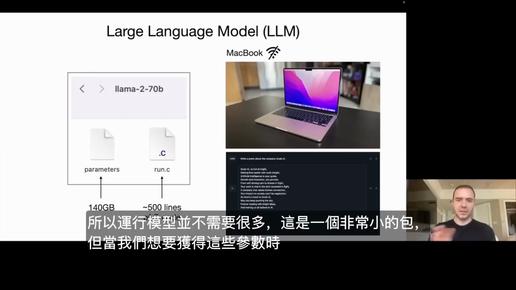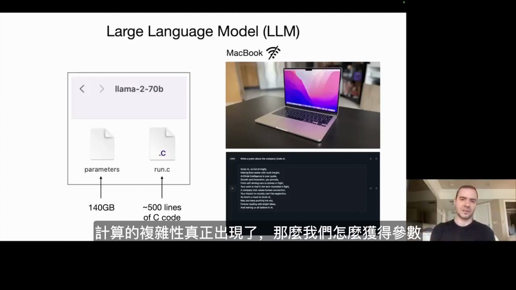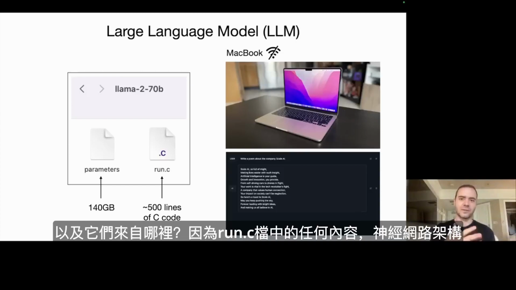So not a lot is necessary to run the model. This is a very small package. But the computational complexity really comes in when we'd like to get those parameters. So how do we get the parameters and where are they from?